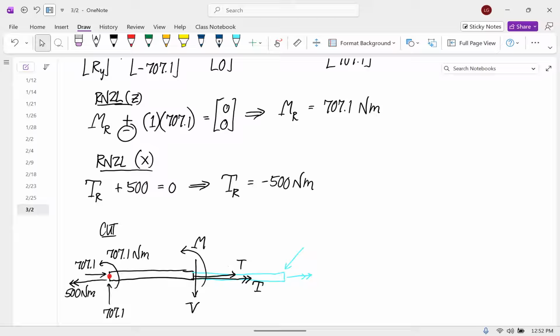Notice if we didn't have that there, we'd have a couple in the negative x direction that wouldn't have anything counteracting it, and so this thing would have an angular acceleration. But we know that's not the case, and so the thing that counteracts that is this internal load.